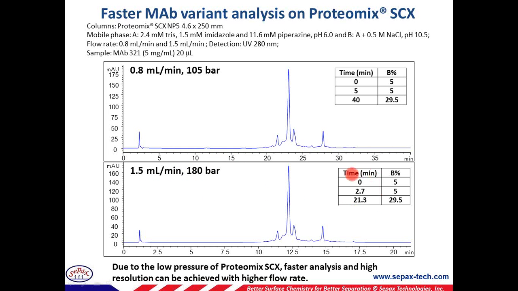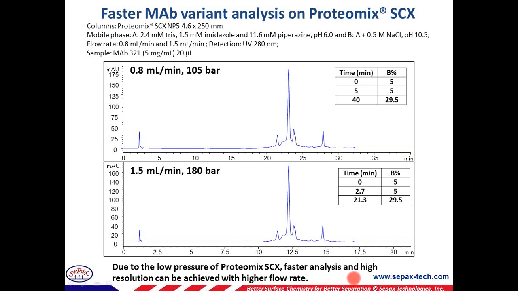Maintaining the gradient means we maintain how much buffer is going through the column. So the column volume of the buffer is the same. As you can see in the overlay here, we do get an almost identical profile. With this example, it is really due to the low pressure of the Proteomix SCX that we can achieve much faster analysis and high resolution with the higher flow rate.